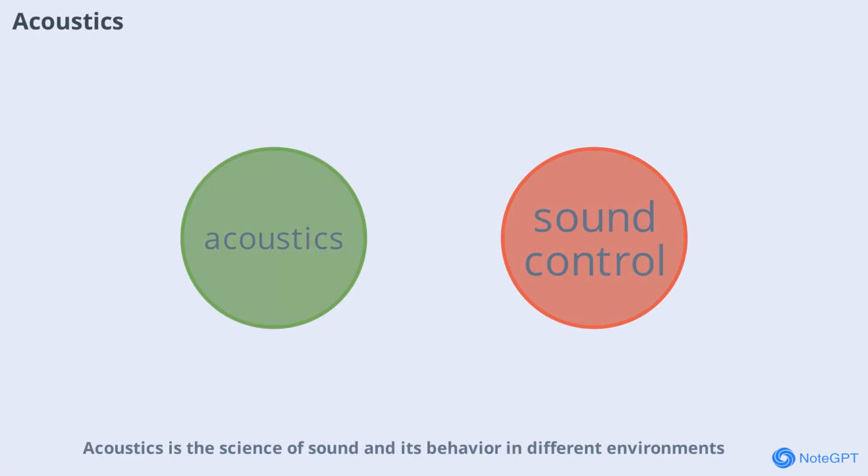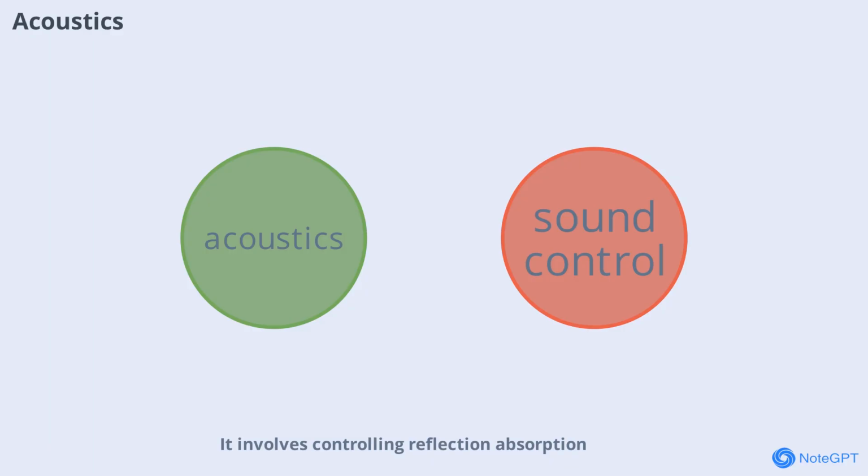Acoustics is the science of sound and its behavior in different environments. It involves controlling reflection, absorption, and transmission of sound to achieve the desired effect. Good acoustics are essential in theaters, auditoriums, and recording studios. Engineers use principles of acoustics to design spaces that enhance sound quality and reduce unwanted noise.